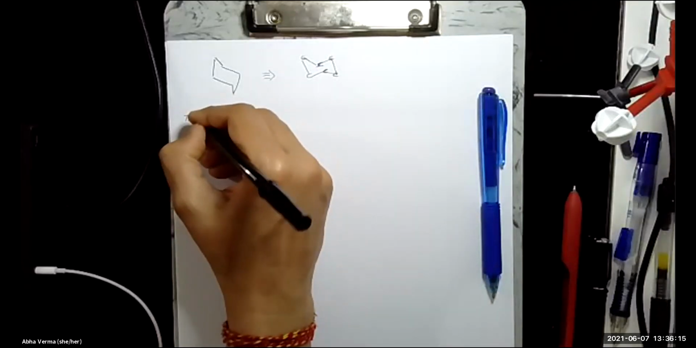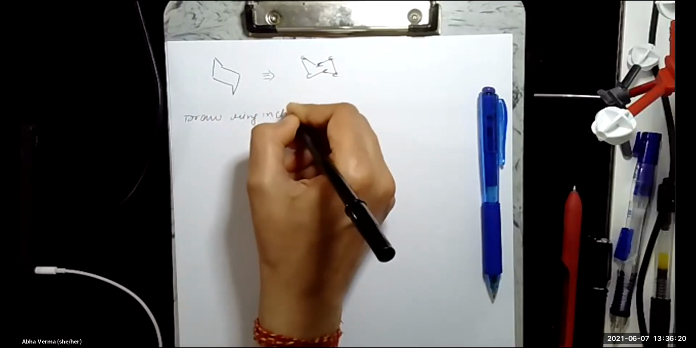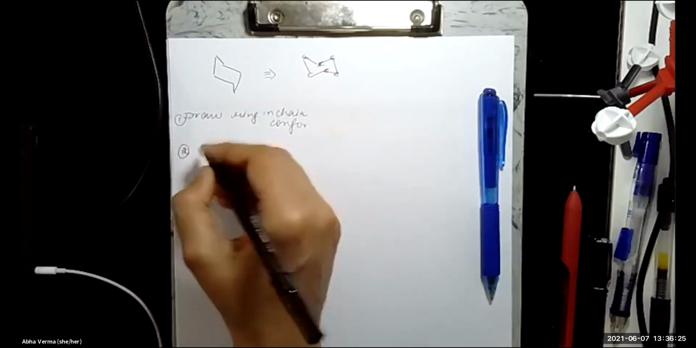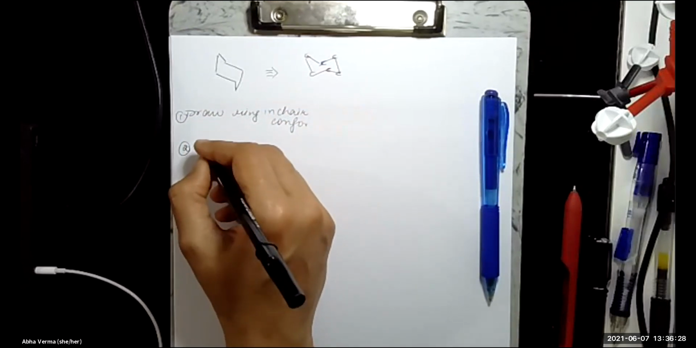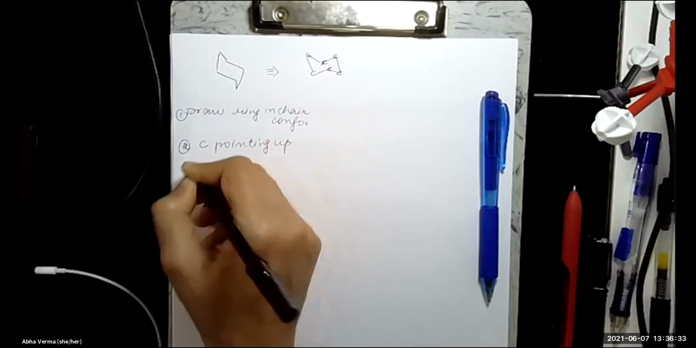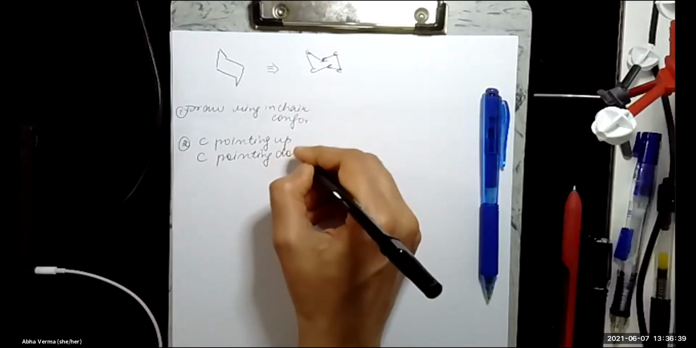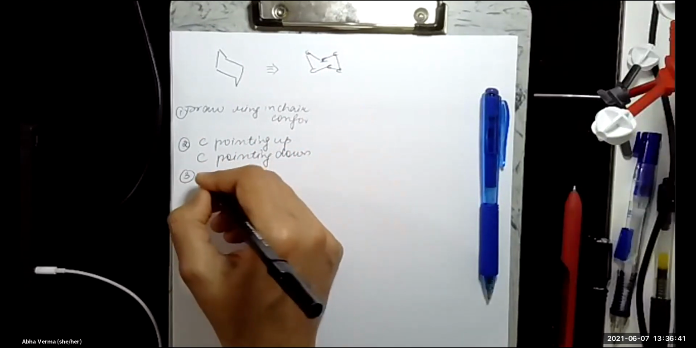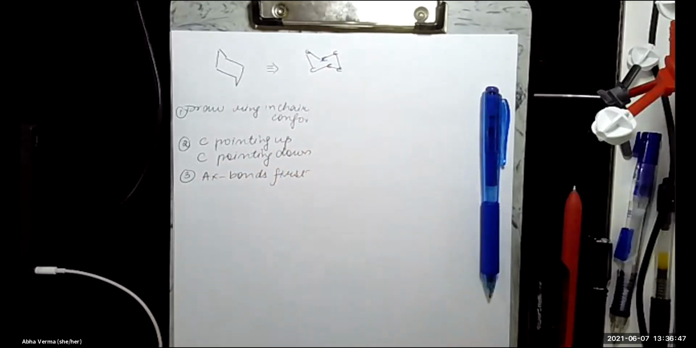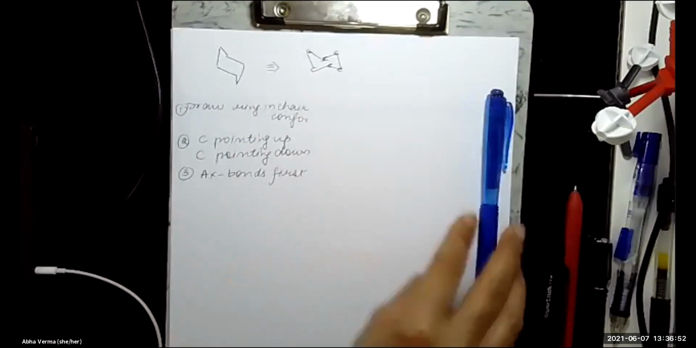So draw your structure first in chair conformation, and then figure out carbons pointing up, carbons pointing down. Why is that important? Because we have to draw our axial bonds first. And if something else works for you, that's completely fine and great. But this is what I have been doing.